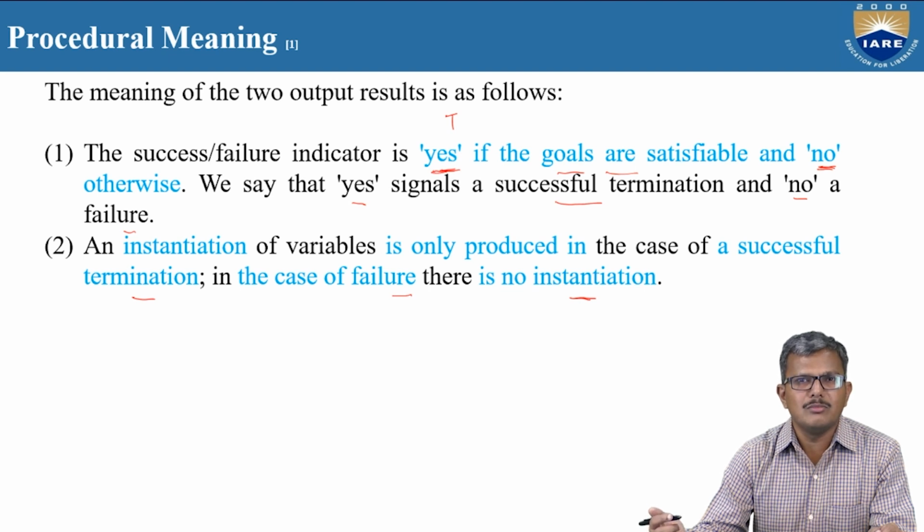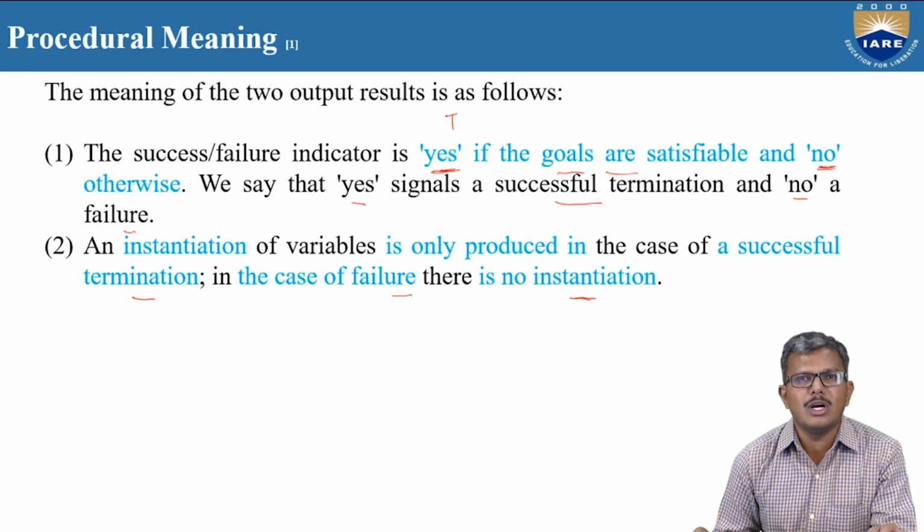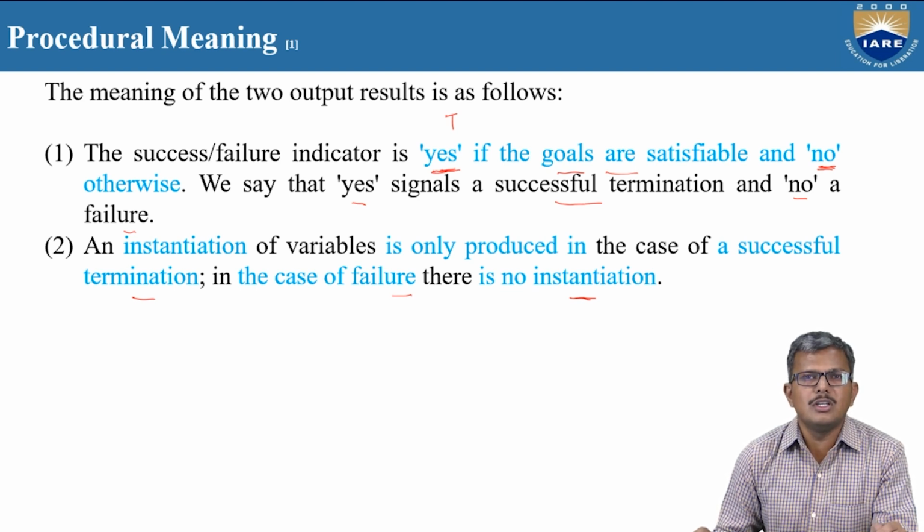In summary, the declarative meaning is about understanding what the relations are, what the goals are, and what kind of results they produce. But with procedural meaning, we see the procedure of executing those goals: how those goals are executed and how the result is produced. So this is all about the declarative meaning and procedural meaning of a Prolog program.